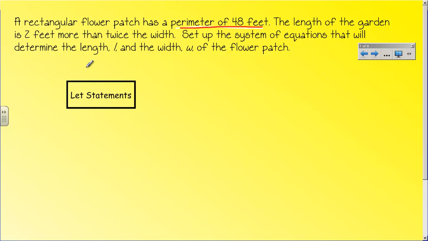Let statements are not necessary here. They gave you variables. L stands for the length. W stands for the width.